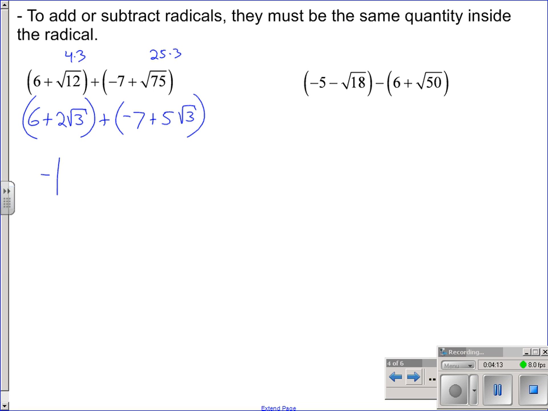Once you have the square root of the same number, it's just like adding x's. You've got 2 of these square root 3's. We are adding 5 of those square root 3's. That gives us 7 of those square root 3's. Okay? That's how you do these.